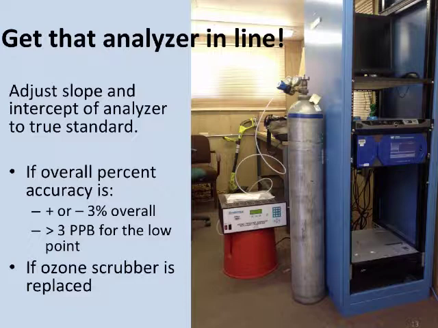So when we talk about doing a calibration and adjusting our analyzer, we're talking about adjusting the slope and the intercept of the analyzer to true standard. So we're going to do this if our as-is comes in at plus or minus 3% overall, or greater than 3 ppb for the low point. For ozone, our low point is 50 parts per billion. So if our analyzer came in at 46 parts per billion, then we're going to want to do our adjustment.